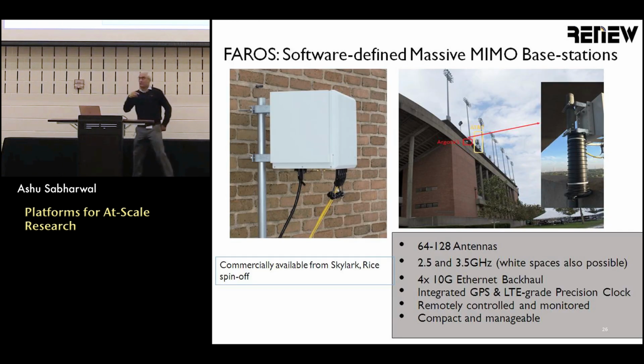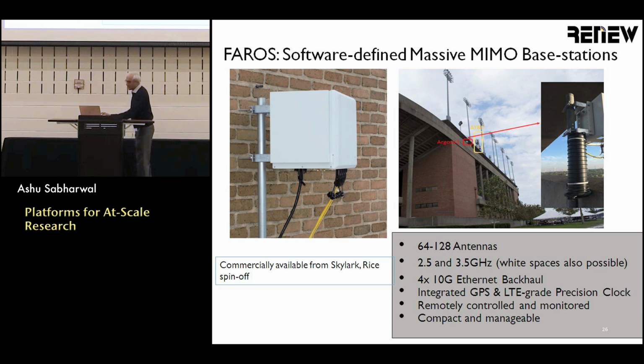So what does it include? The massive MIMO system actually spun off another company from Rice called Skylark, which produces this 3rd generation base station which has hundreds of antennas. And it's the first commercially made base station which is fully programmable. You get bare metal access to the whole system. That means you can program it to do anything, any standard.